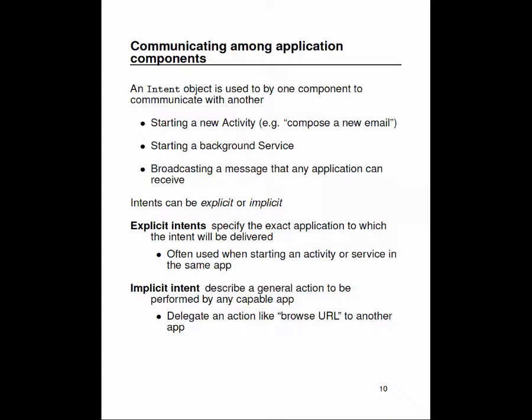You see this on your phone when you click on a URL in the Twitter app, and it gives you a choice of whether you want to launch it in the Chrome browser or Firefox. Twitter just says, let's go view this URL. Twitter probably doesn't really care which browser you use, right? So it gives you, the user, a choice. So: explicit intents and implicit intents.